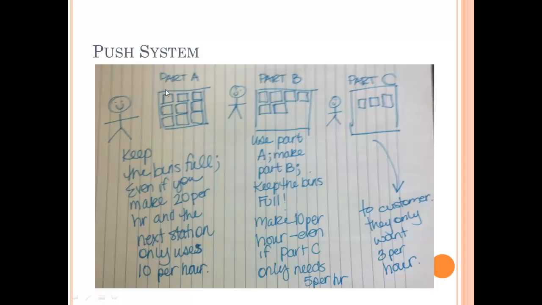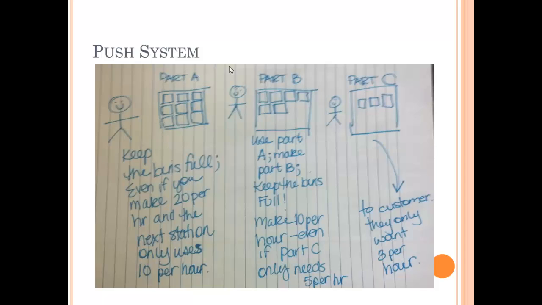So you start making part A and you just keep making part A. Say you can make 20 per hour at this station, part A, the first step in manufacturing process. Okay, so you make 20 per hour, but the next station can only use 10 of yours every hour. So you just keep making.